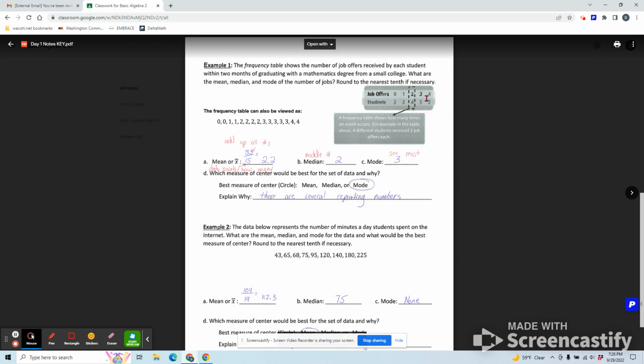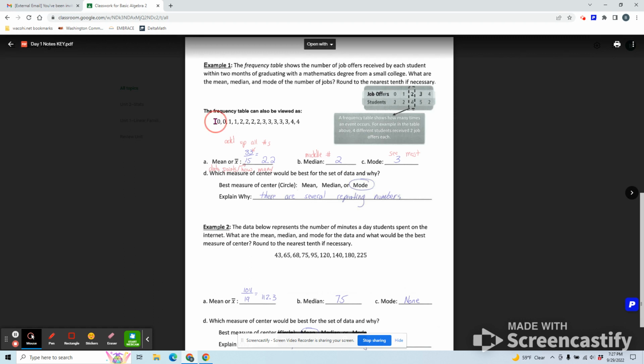This frequency table is something that you might see in a newspaper or an article or on TV. It is just a way to represent the information. It's saying that there were 2 students that had 0 job offers, 2 students had 1 job offer, 4 students had 2 job offers, 5 students had 3 job offers, and 2 students had 4 job offers. That's all this is saying. It's telling you the data, the information, in a different way.